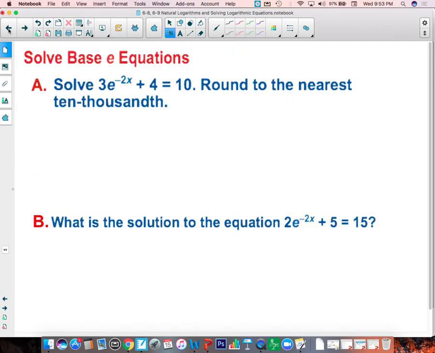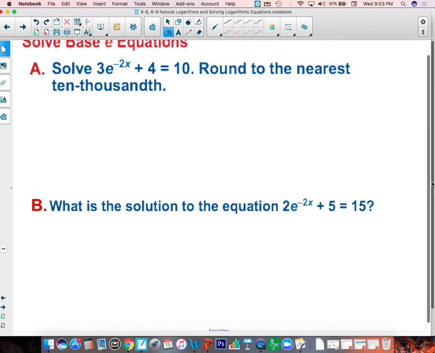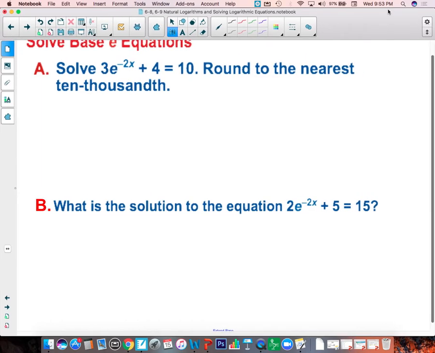So, solving base e equations. We're using that Euler's number again here. I'm just going to do one of these so you can see it, and then I'm going to do two on the next slide.